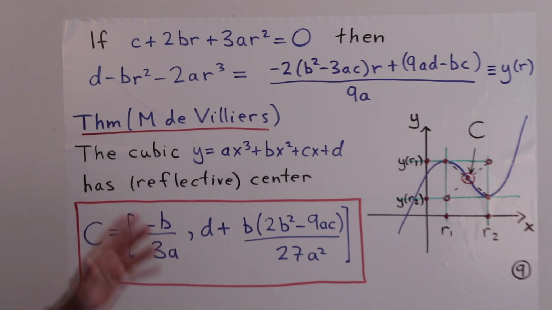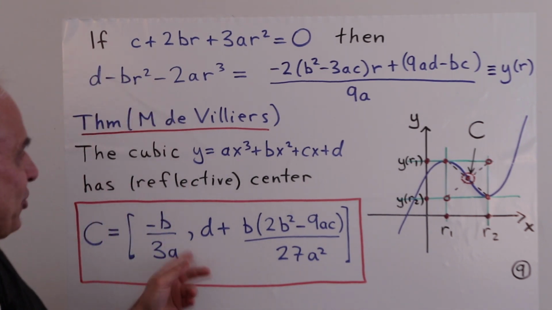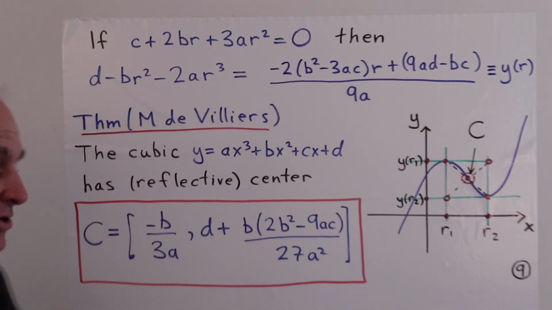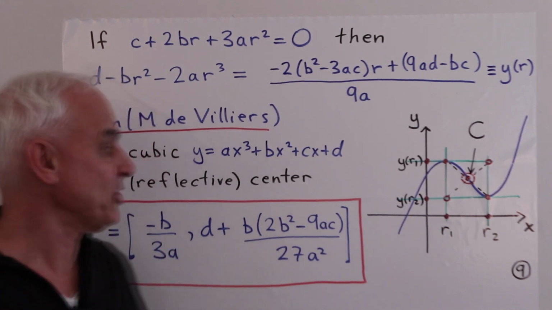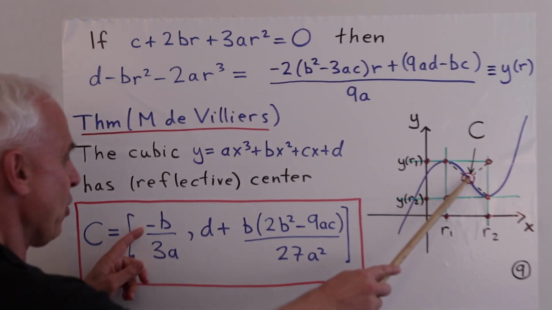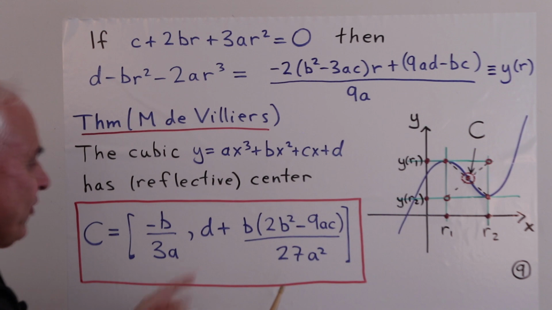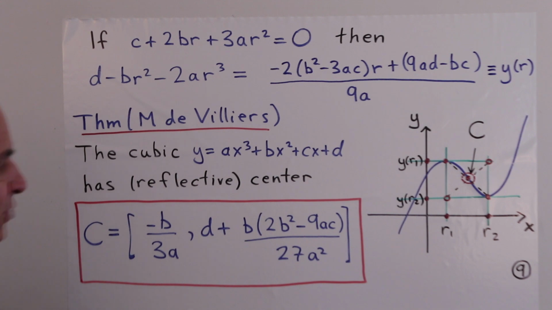So I made this calculation and I looked on the internet to see if, obviously this is not going to be the first time this has been made. Well, it turns out that Michael de Villiers, who's a prominent geometer and educator from South Africa, has written a little paper in which he writes down this formula. So perhaps it's a formula due to him. So I will give it credit to him. This is the formula that we get. The point is minus b over 3a, and this y-coordinate is d plus b times 2b squared minus 9ac all over 27a squared. That's the formula for the center of the cubic.